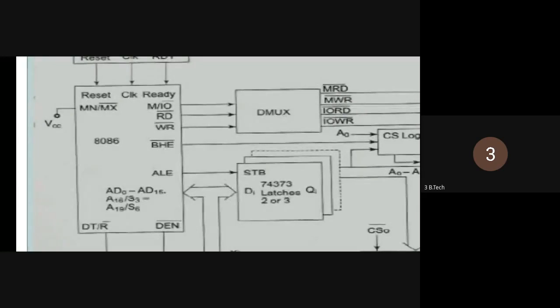Okay, so these are the things. Minimum mode configuration: what do you mean by minimum mode configuration? I explained what minimum mode and maximum mode are at the time of the architecture, and while I was explaining the pin diagram. Respond: what is minimum mode? What is maximum mode?